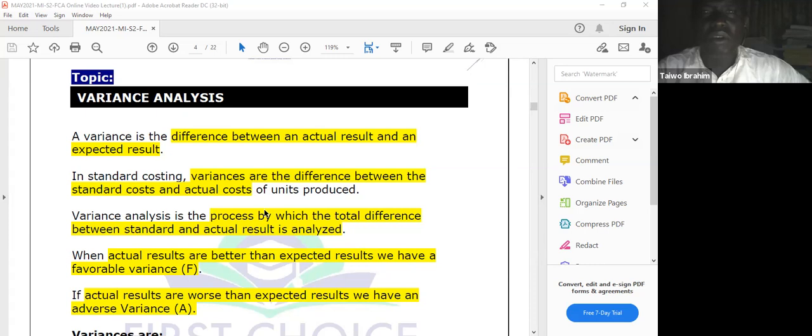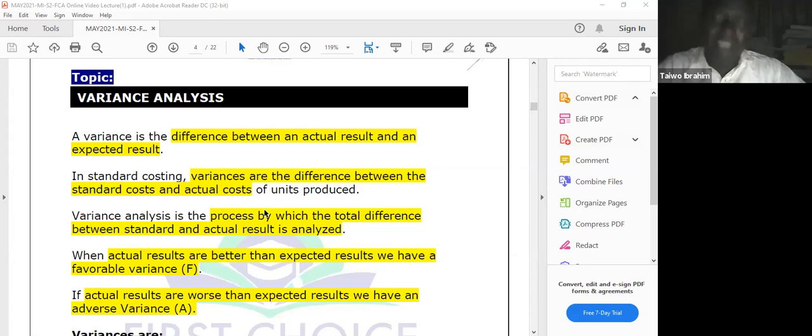It can be looking at the difference between sales. That's why we said variance is more of the difference between actual results and budgeted results. How much do we incur? How much did we actually sell? That's actually the difference that we call the variance.